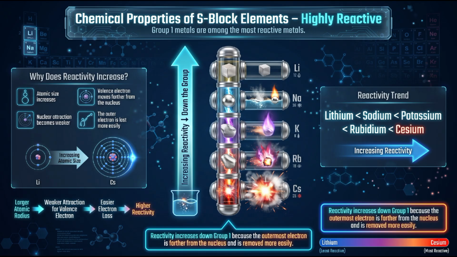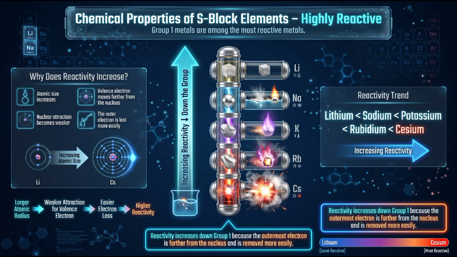The image shows the reactivity trend of the alkali metals. Lithium, sodium, potassium, rubidium, cesium. This means that lithium is the least reactive, while cesium is the most reactive among the stable alkali metals. Every step downward in the group increases the ease with which the outermost electron can be removed. The vertical illustration in the center of the image demonstrates this trend visually. Lithium shows only a mild reaction.